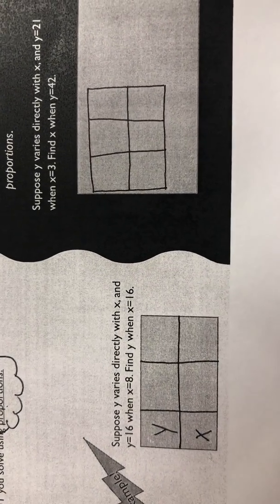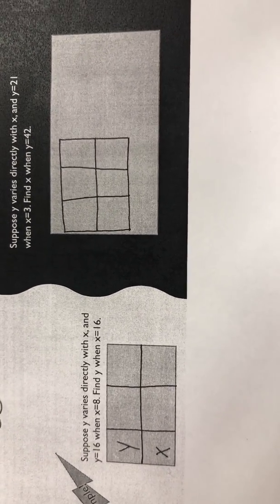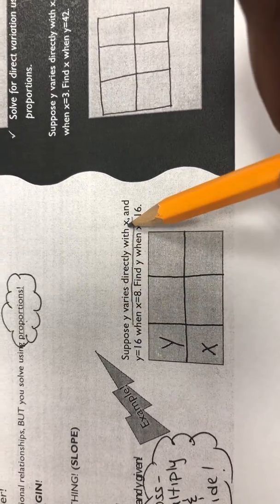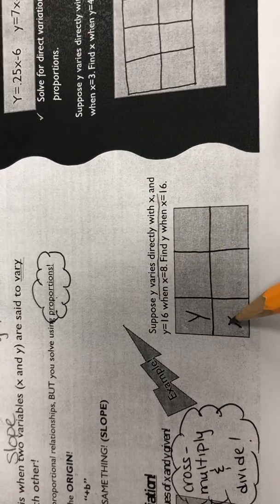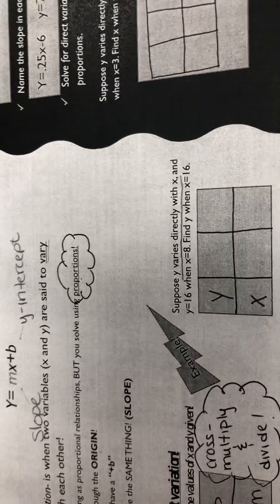Suppose y varies directly with x and y is 16 when x is 8. Find y whenever x is 16. Okay, so just like I told y'all up here, they'll let y'all know which two things they're trying to directly vary with each other. So if y varies directly with x, then the y has to go on top and the x has to go on bottom, because like I said, if they mention y first, y goes on top. If they mention x second, x goes on bottom.